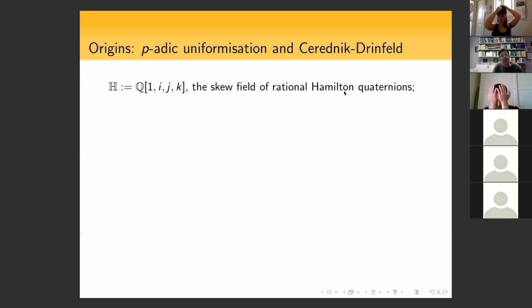So we're going to let H be a definite quaternion algebra, and for the sake of being specific, I should say, you can think of the skew field of rational Hamilton quaternions over the rationals. And I let R be a maximal order in that ring of quaternions. For example, the standard maximal order, defined by Hurwitz, generated by i, j, and (1 + i + j + k)/2.